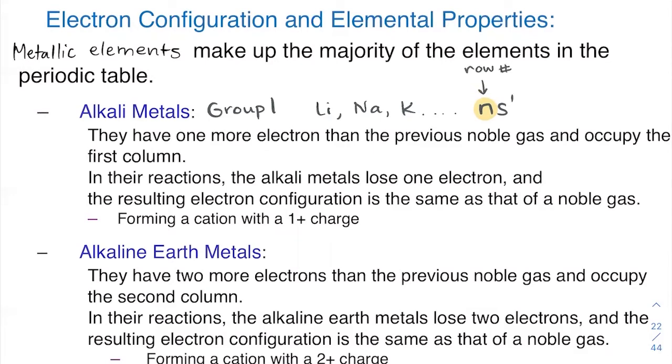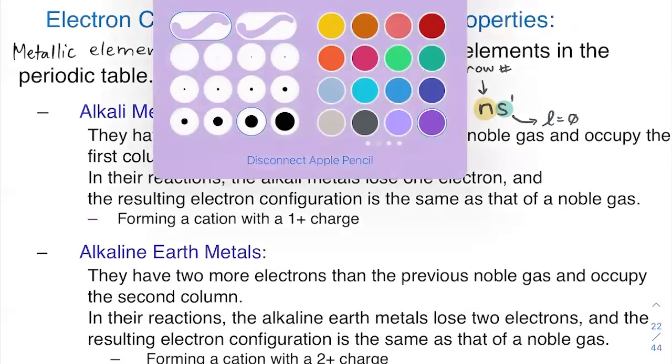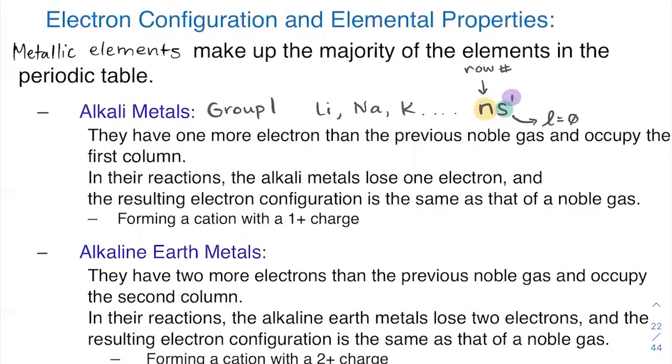So lithium is in row 2, sodium is in row 3, potassium is in row 4. They do have an outermost electron in the s orbital, that l equals 0. And they only have 1 electron in that orbital. Now that 1 electron means that it's by itself. It's highly reactive because it's very easy for that atom to lose that 1 electron.